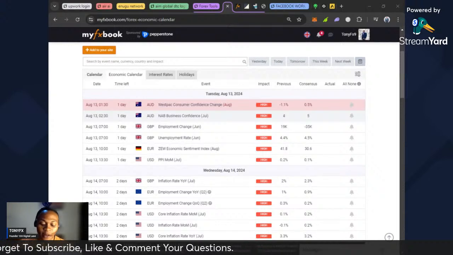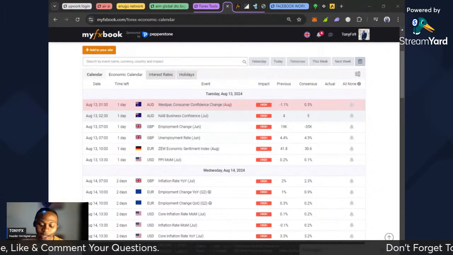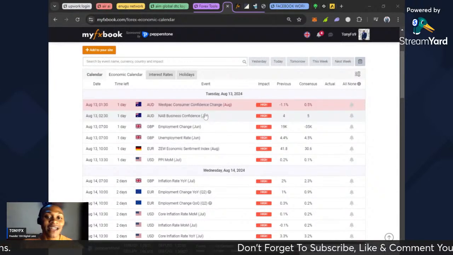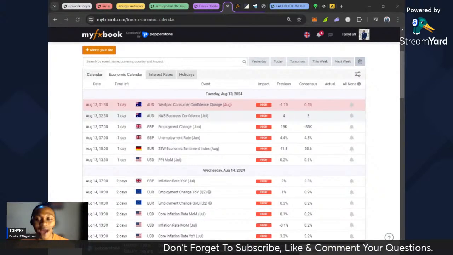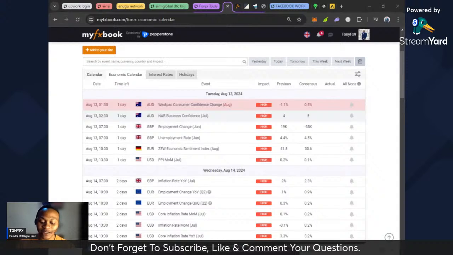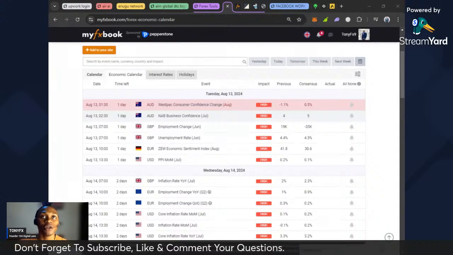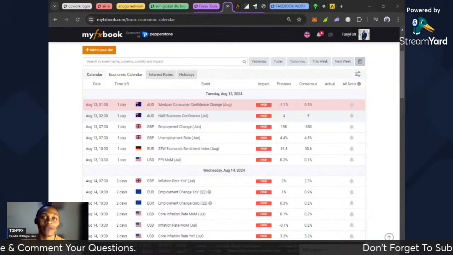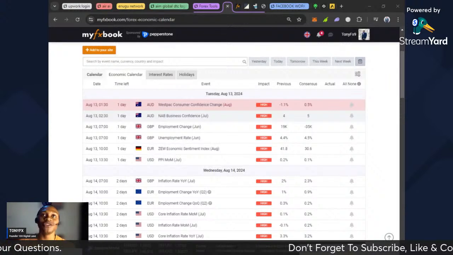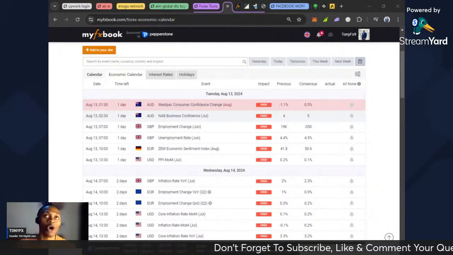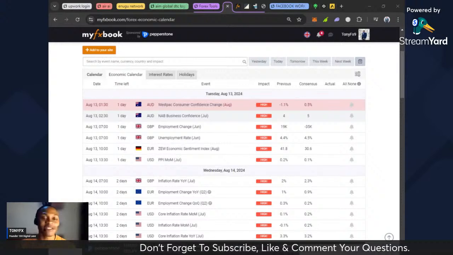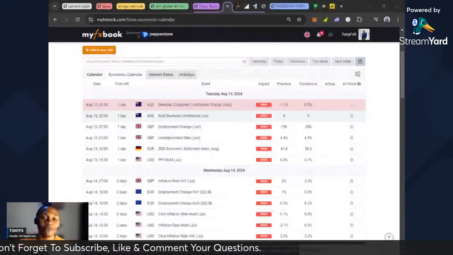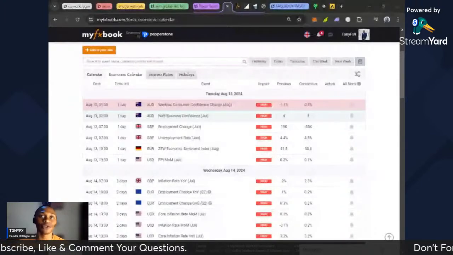So if the business confidence is high, then the Australian dollar will be what? Will be high. But if the business confidence is low, the Australian dollar will be low and weak. Every single aspect of whatever is happening in this news event affects these countries. We're not just discussing this because we want to discuss it. We're discussing it because it's a money making opportunity for every one of us.